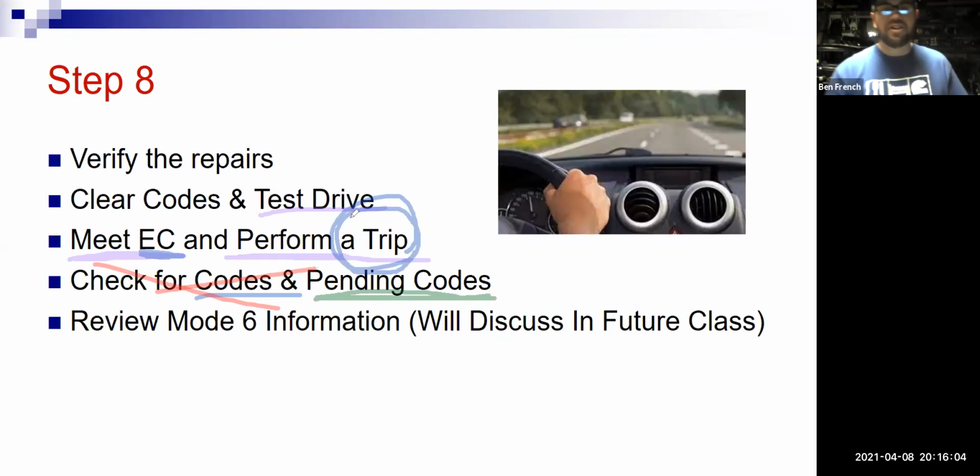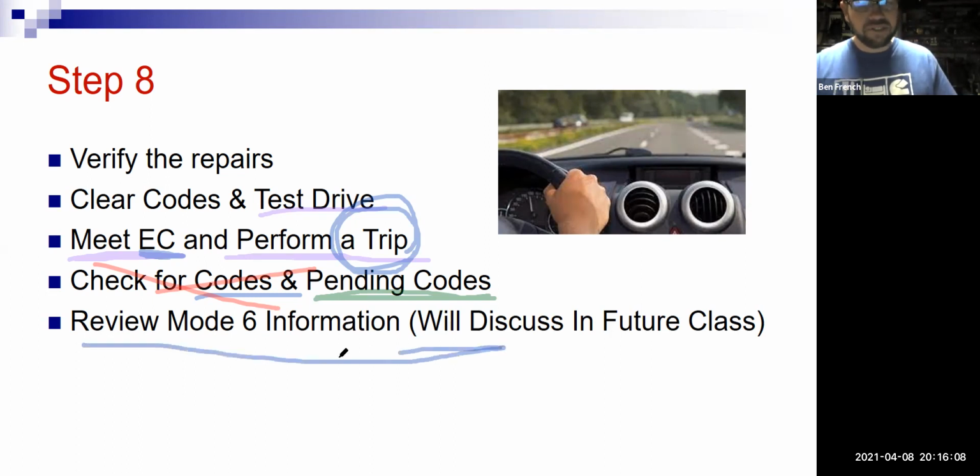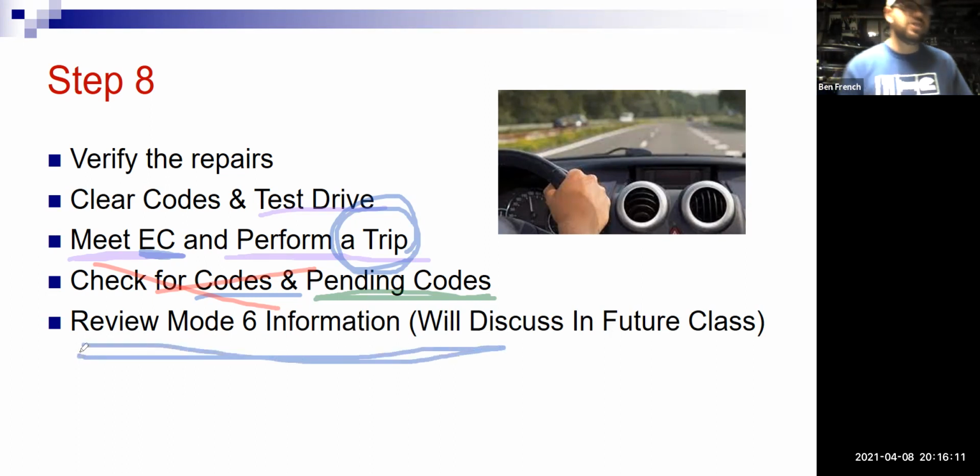And I do have on here, you could also review mode 6. Now, what is mode 6? Mode 6 is your test results for non-continuous monitors. Basically, mode 6 can tell you not only did it pass its test, but how well did it pass its test? Did it pass it with an A plus, or did it pass it with a C minus?